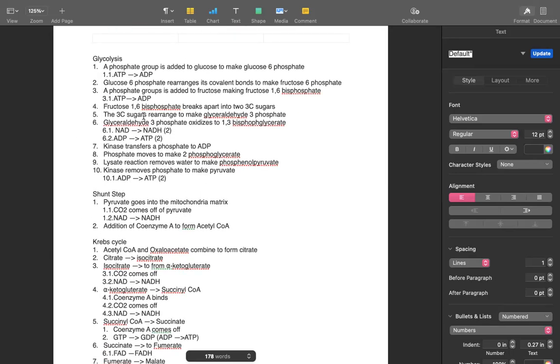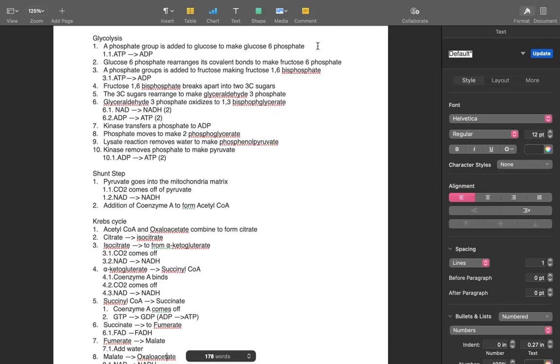And again, we've talked about why we need ATP. ATP is what our cells use for energy. If we don't have ATP, all of our cellular functions will cease to exist. Okay.